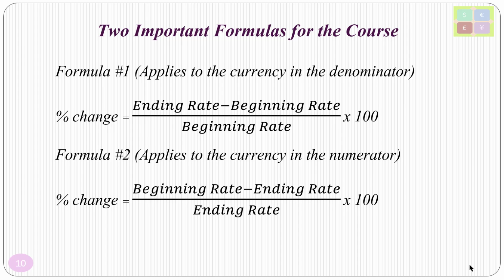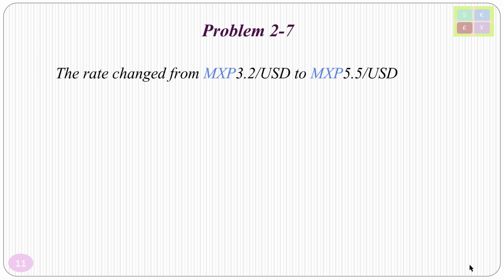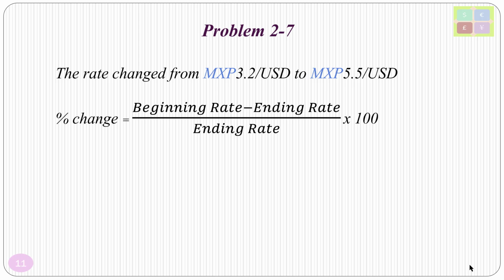So going back to our problem, the rate changed from 3.2 pesos per dollar to 5.5 pesos per dollar. And the peso is in the numerator. So which formula are we going to use? Formula number 1 or formula number 2? It is going to be formula number 2 because we are interested in finding the value of the currency that is in the numerator. So our percentage change is going to be the beginning rate minus the ending rate over the ending rate times 100.